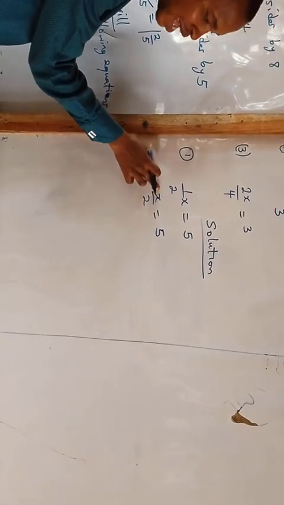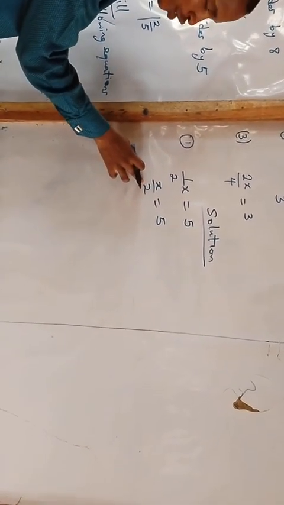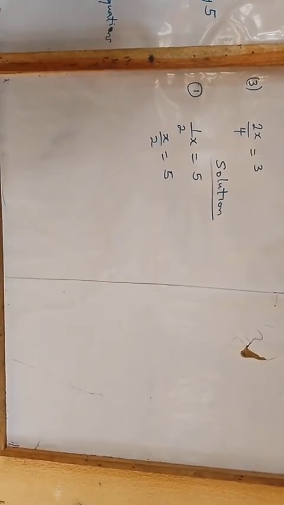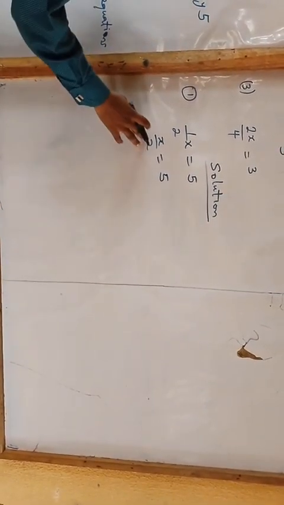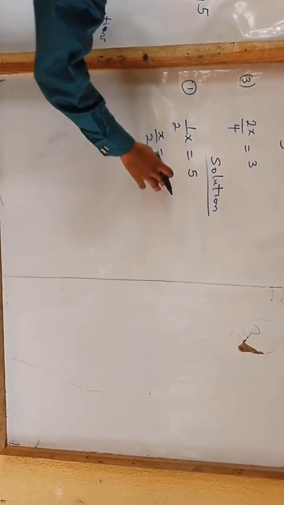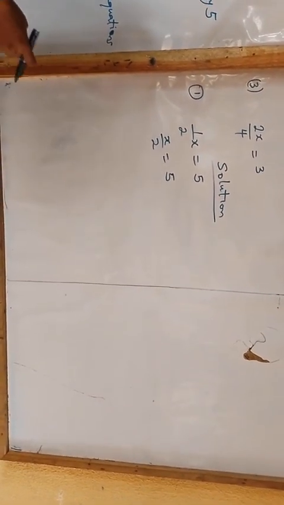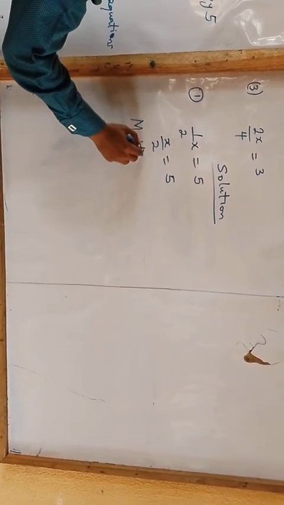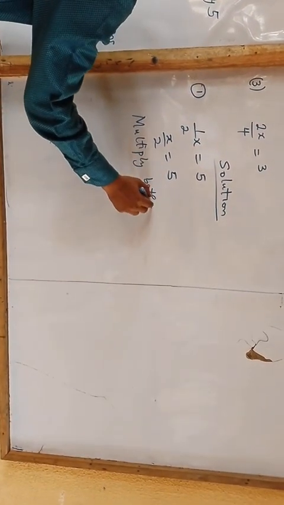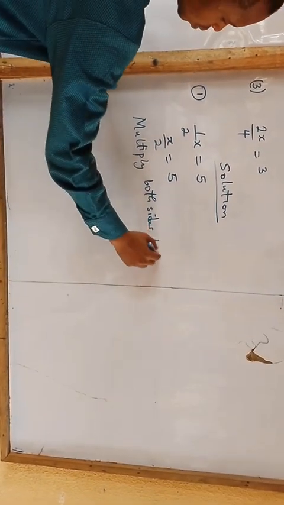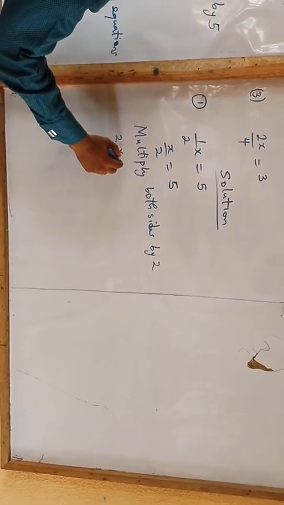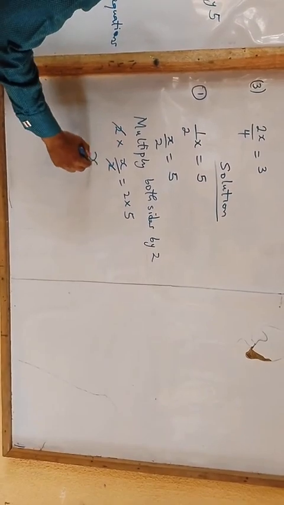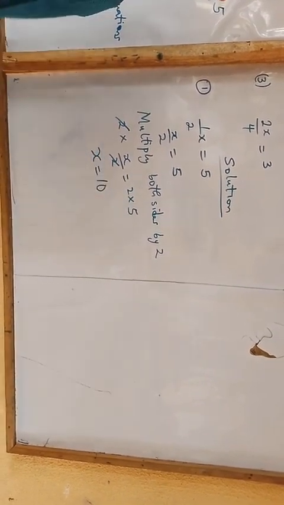The relationship between x and 2 here is division. So if this 2 wants to go to the other side of the equation, we are going to multiply. Remember that I told you that when a number wants to go to the other side of the equation, it's going to do the opposite of its original relationship. So you are going to multiply both sides by 2. By the time you multiply both sides by 2, you are going to have 2 times x over 2 is equal to 2 times 5. 2, we eliminate 2 here, then x is equal to 2 times 5, which will give us 10.